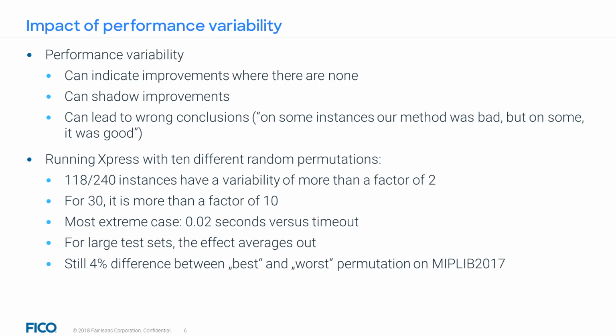The larger the test set, the more these effects cancel out. On the 240 MIPLIB benchmark instances, the difference between the best and the worst permutation is about 4%. For the internal Xpress performance test set of 1000 MIP instances, this difference is estimated to be less than 1%.